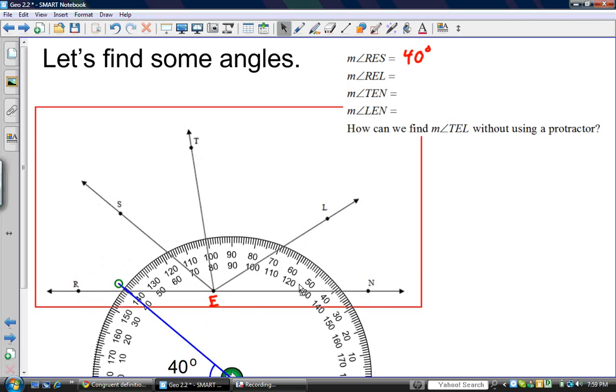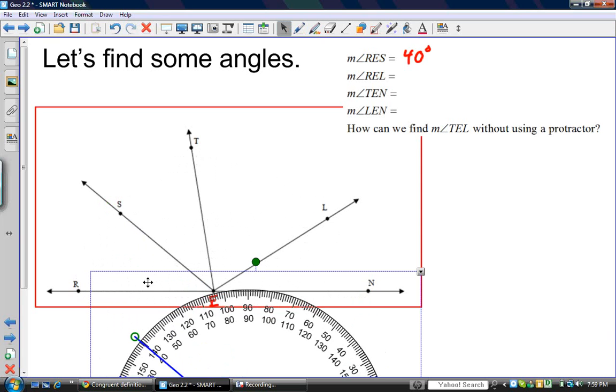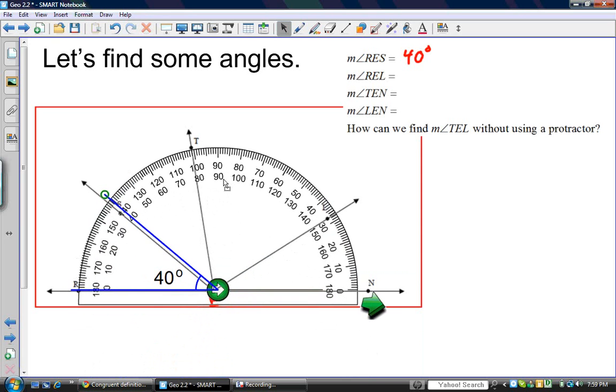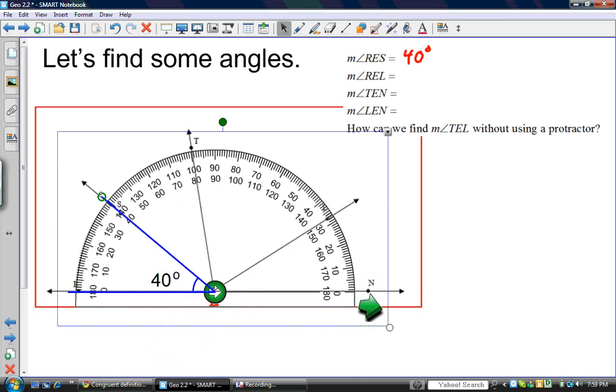Now it wants REL. So if I go from REL, I'll put it back again. Now I continue all the way over to here. And remember, this is bigger than 90 degrees, so we're not going to look at the outside one. There's no way this could be 32 degrees. It would have to be 148.